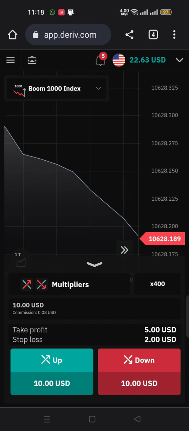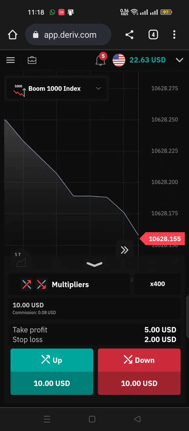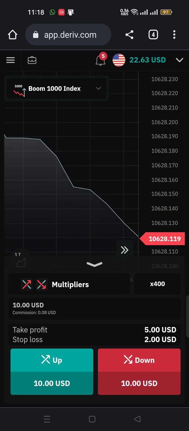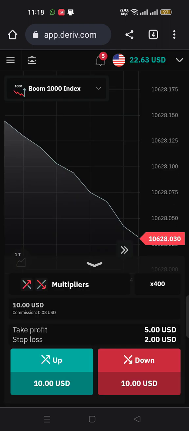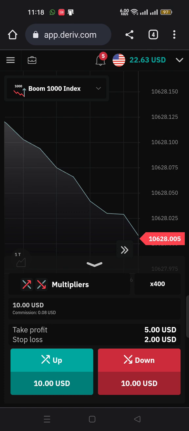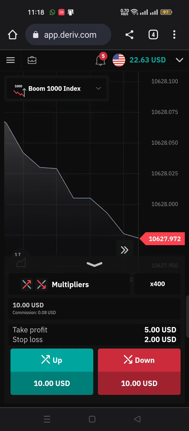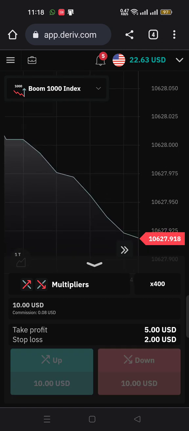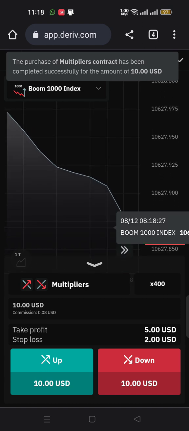As you can see, this graph is moving downwards. So we want to trade. Our stake is going to be $10. Take profit is $5, and stop loss is $2, as you can see here. So let's see how much time it's going to take us to actually get our take profit. So we're going to buy down because we can see the direction is downwards.